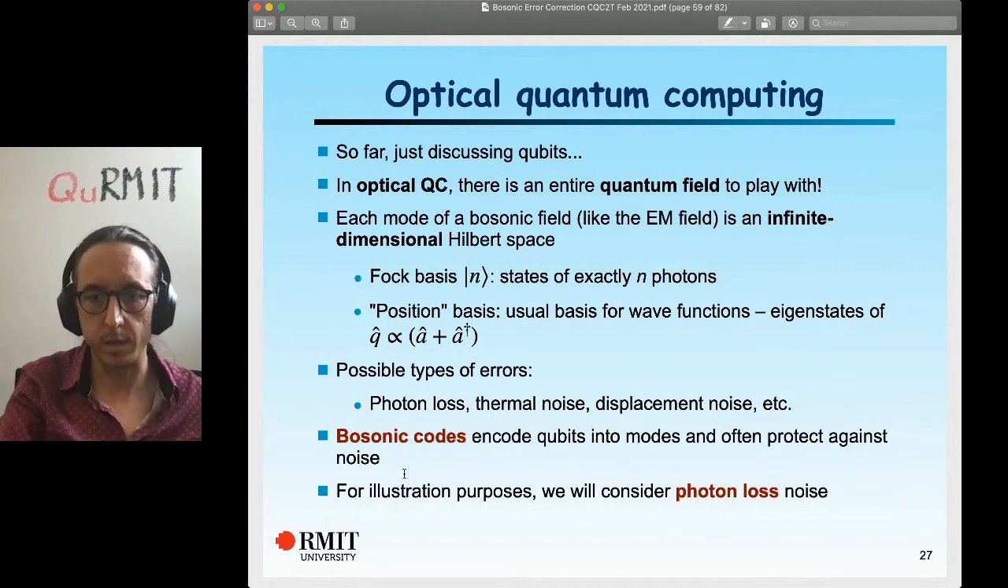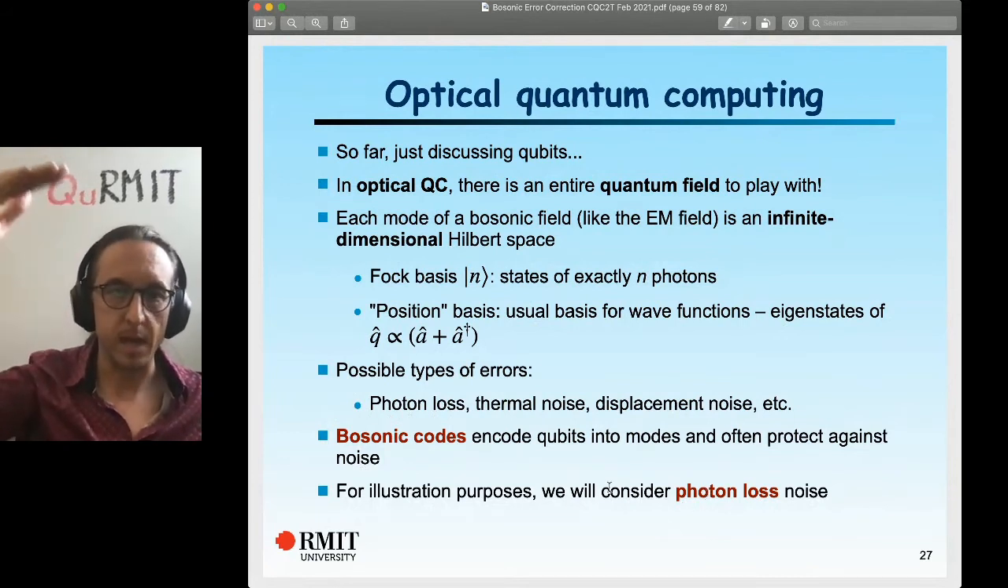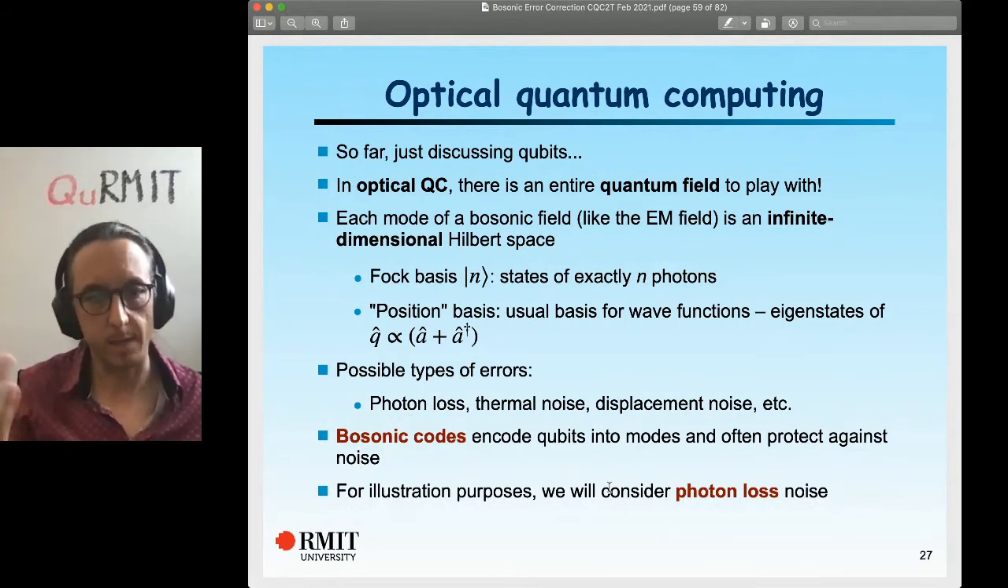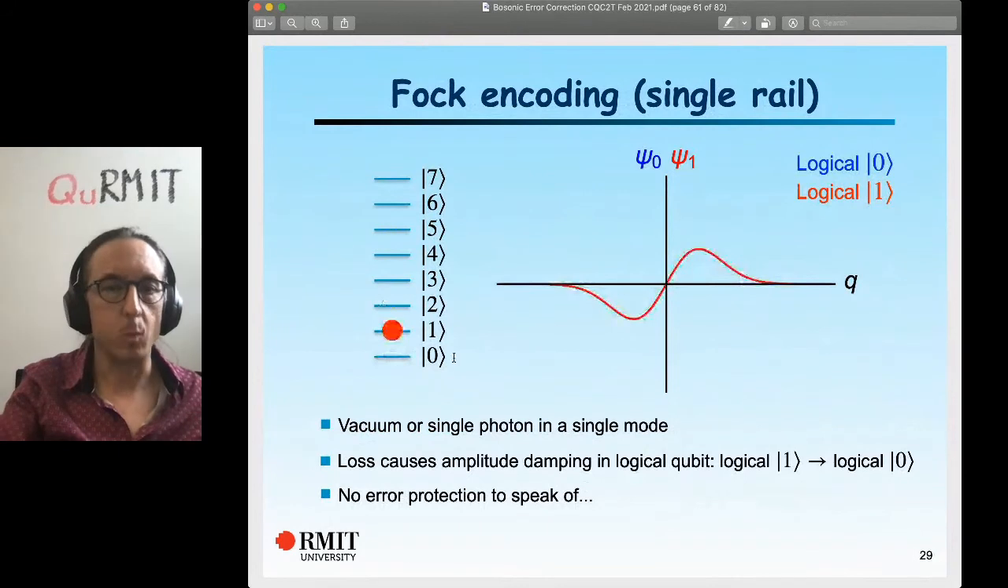I've defined bosonic codes slightly differently than they're used today to make a point that I'll get to in a minute. For illustration purposes, I'll consider photon loss noise. So this is going from n photons to n minus 1. Can you correct that error? That's the question. Well, the single rail Fock encoding uses these two states. The logical 0 state, this blue one, is just a single Fock state, 0, the vacuum. And the logical 1 state is having 1 photon, so the Fock state 1 within the mode.